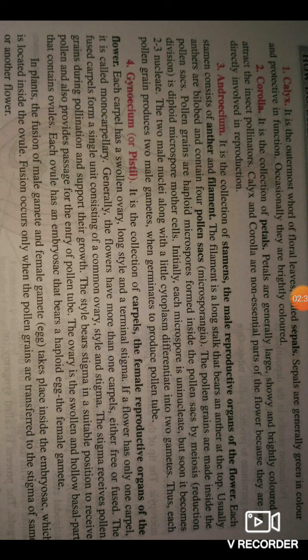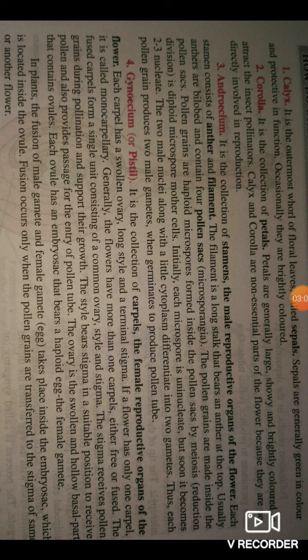Its floral leaves are called sepals. Sepals are generally green in color and protective in function. Occasionally you see them brightly colored. Corolla is the collection of petals. Petals are generally large and brightly colored to attract insect pollinators. Calyx and corolla are non-essential parts of the flower because they are not directly involved in reproduction.